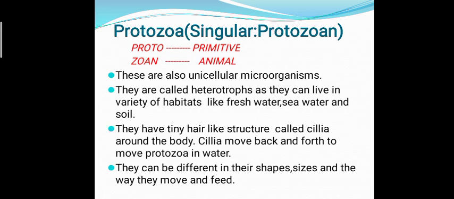They are called heterotrophs, and they can live in a variety of habitats like fresh water, seawater and soil. They have tiny hair-like structures called cilia around their body. Cilia move back and forth to move protozoa in water. They can be different in their shapes, sizes and the way they move and feed.